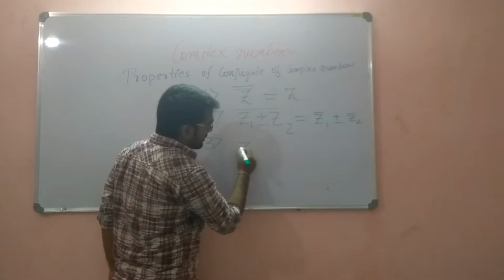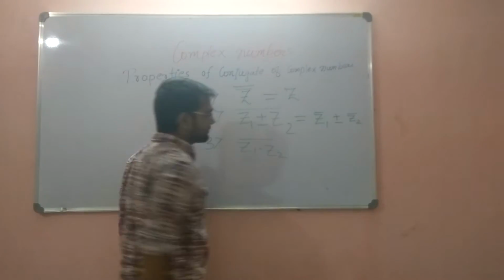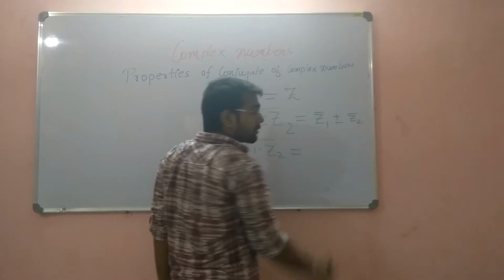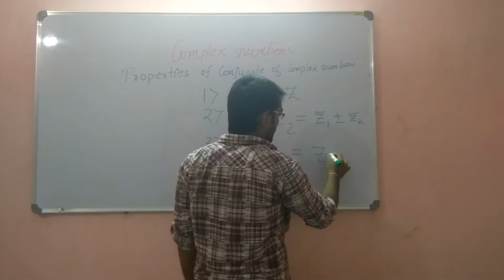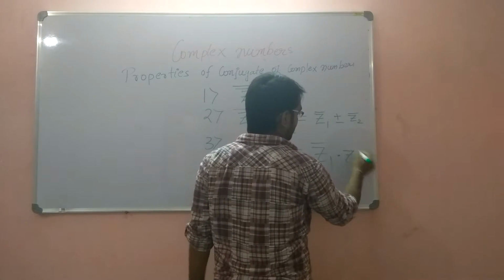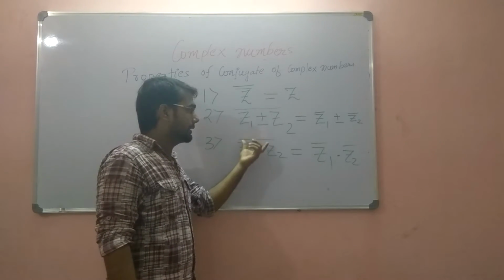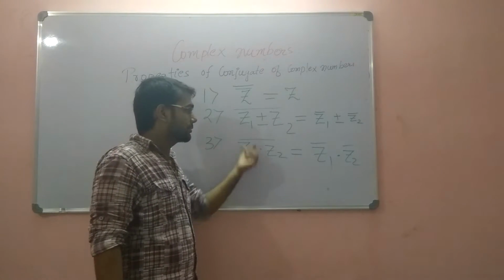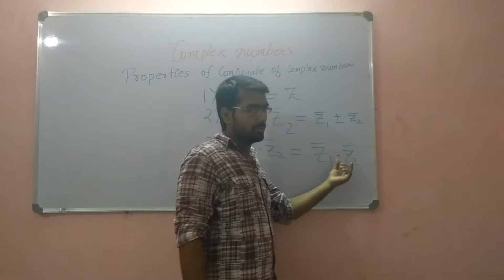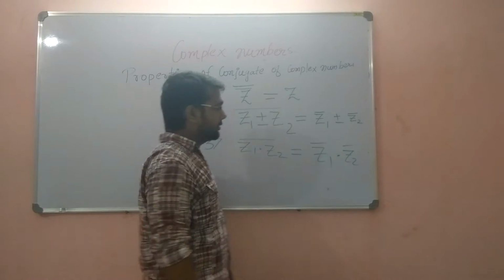Now the third property is, if we multiply two complex numbers and take the conjugate, then we are going to get the same result when we take the conjugates of the complex numbers and then multiply them. Okay? So this is your task. You can take two complex numbers, multiply them, then take the conjugate, and then take the conjugates of the same complex numbers and multiply them, and you are going to get the same result.